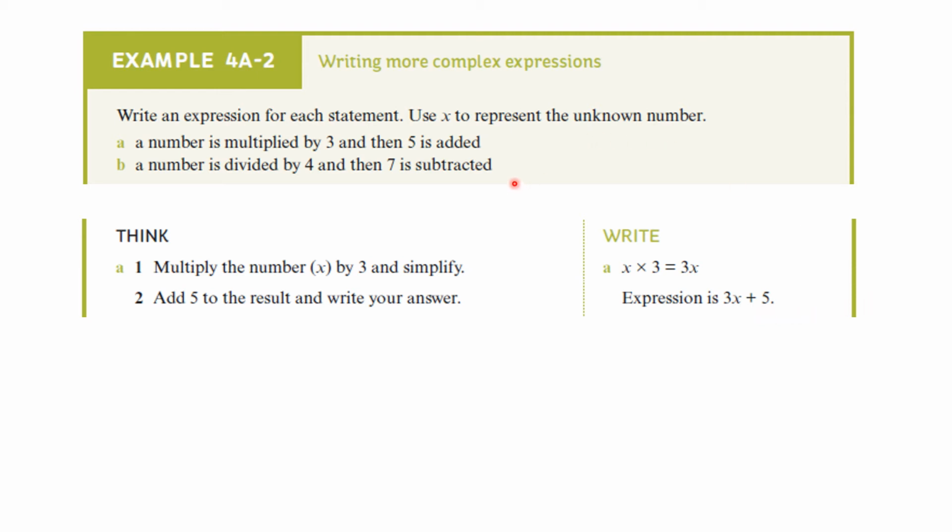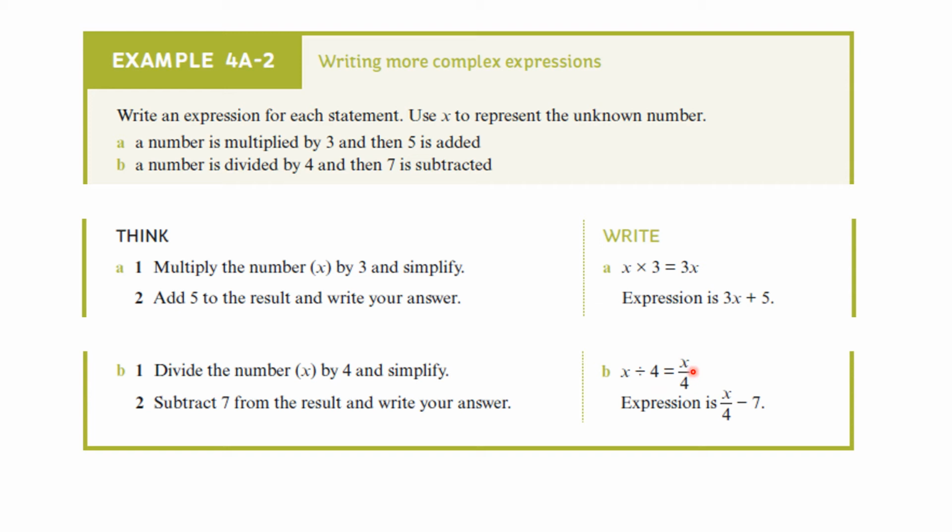Question B, a number is divided by 4 and then 7 is subtracted. So we have x divided by 4, or x over 4, and then I take away 7, and that's your final answer.